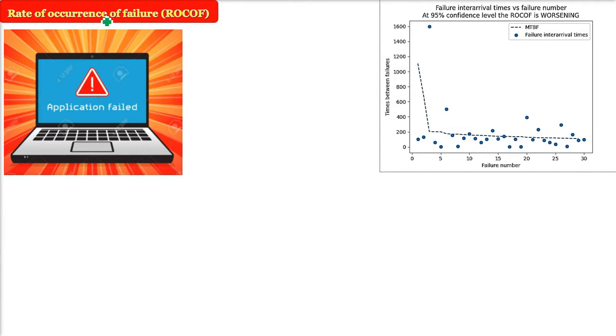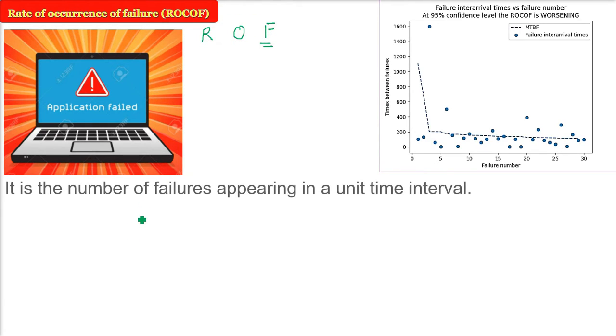The first metric is rate of occurrence of failure in software reliability. First of all, it is a rate. Rate means per unit time, or per unit something. Occurrence of failure means the failure is occurring. What is the rate of these failures occurring? It is the number of failures occurring in a unit time interval.